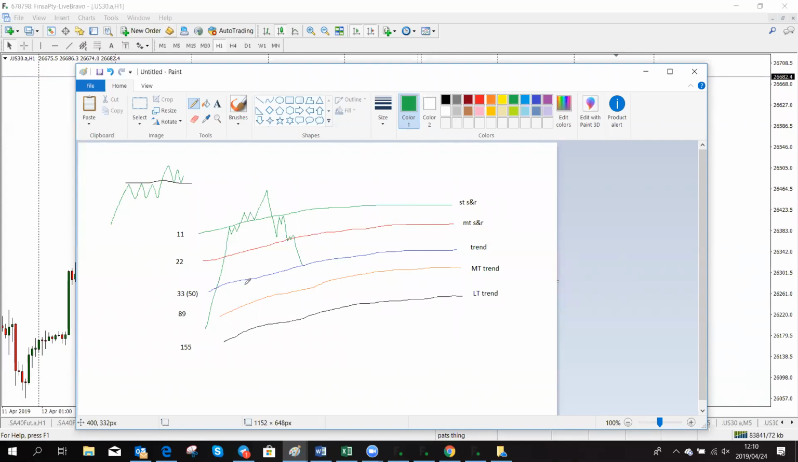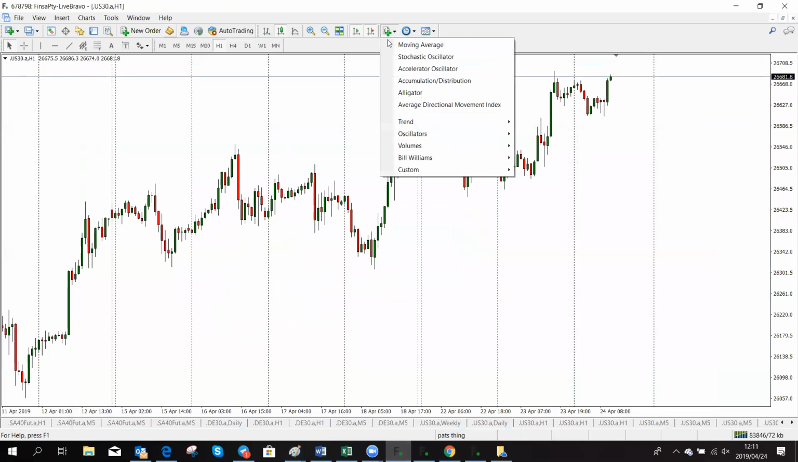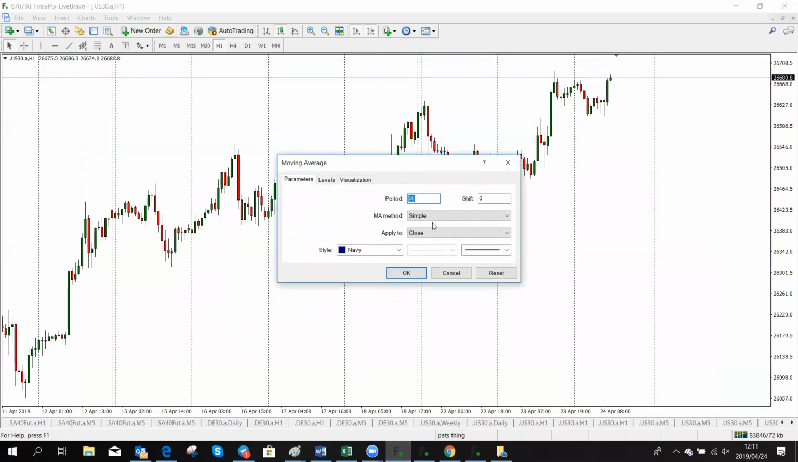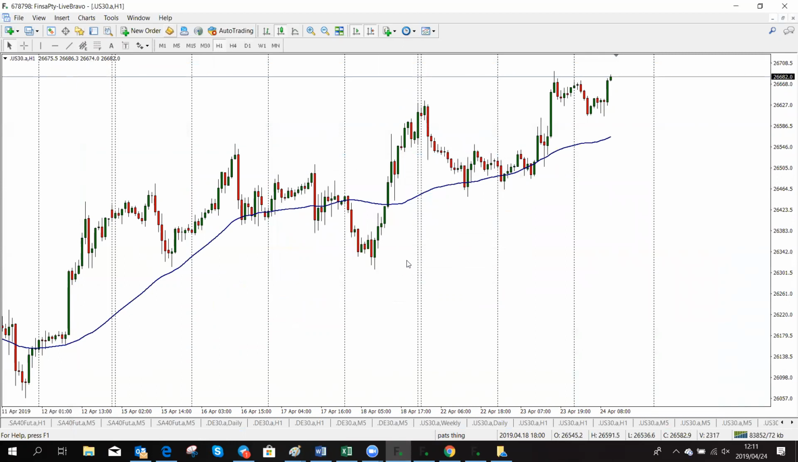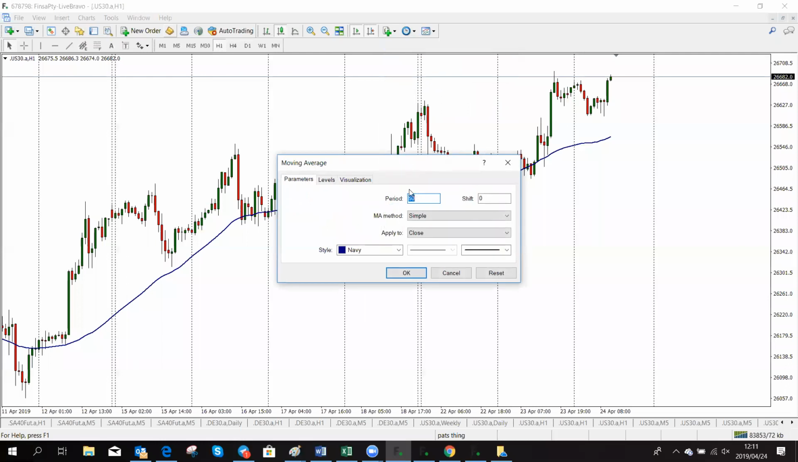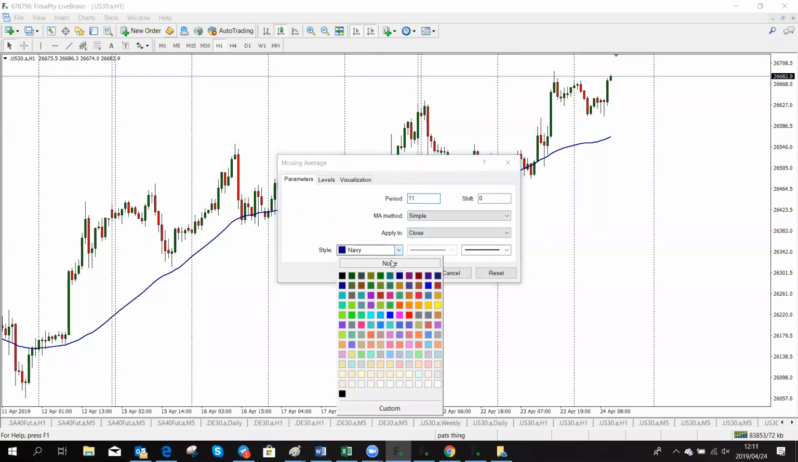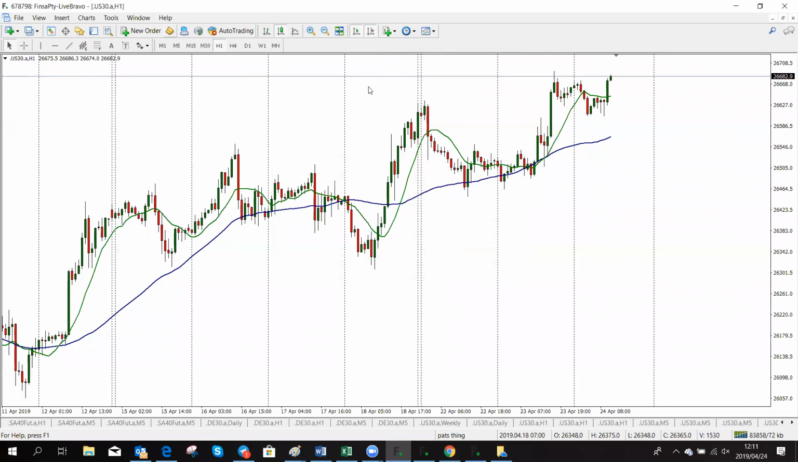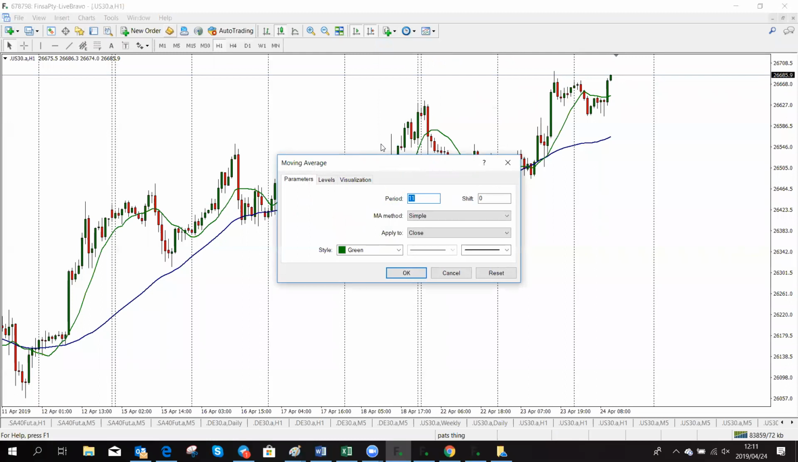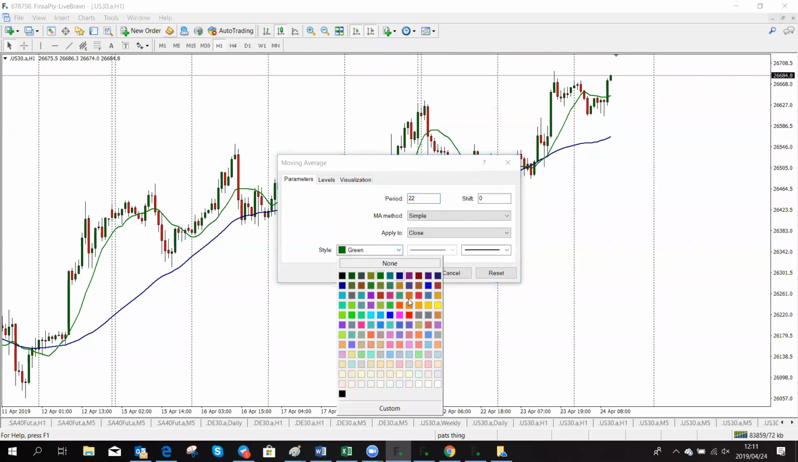Okay, so let's quickly put those into the system. So just quickly moving averages. They're all going to be simple. As I said, there's 50. I'll use that as the first one, which is in blue. Okay, and I'm going to change that just now. Next one is 11. Color is going to be green. Next one is 22. It's going to be red.